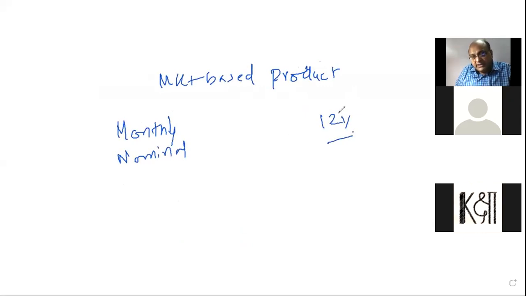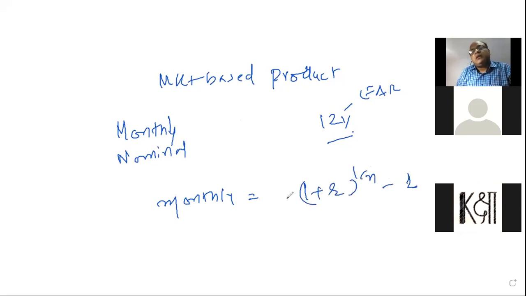So if r is my effective rate, what will be my monthly nominal rate corresponding to this? The formula would be: monthly rate is equal to (1 plus r) to the power 1 by n minus 1. This has to be taken. R by 12 nahi lena hai.